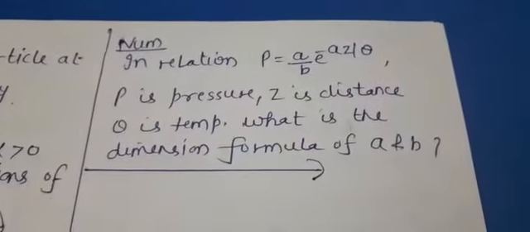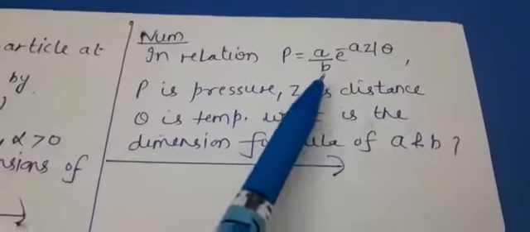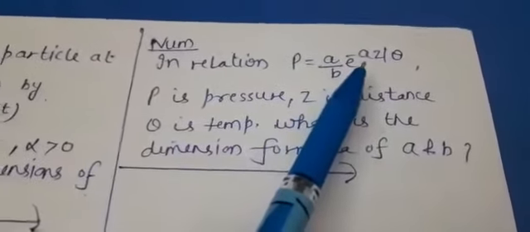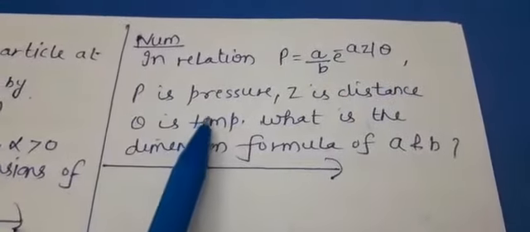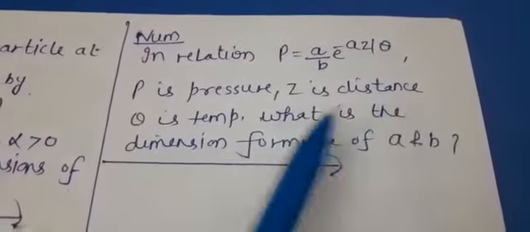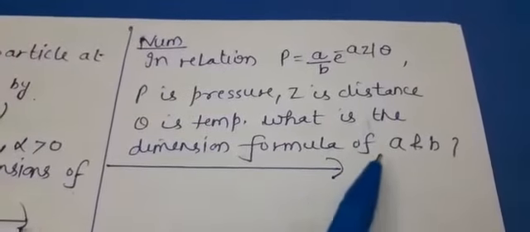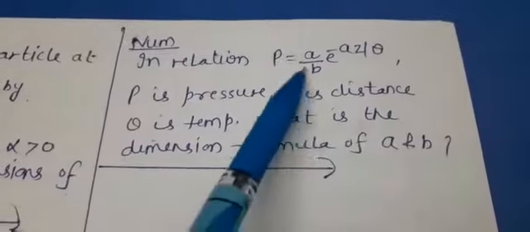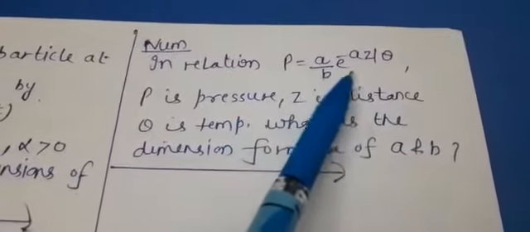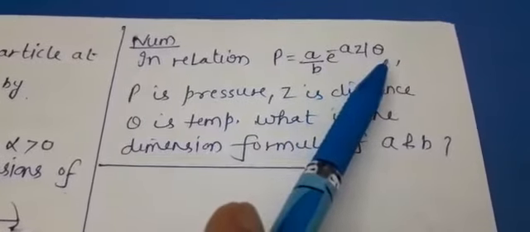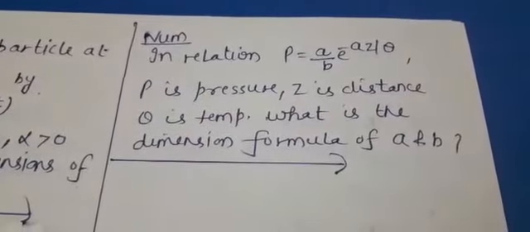Now coming to the next numerical. Here in the relation P equal to A upon B, e raised to the power minus AZ upon theta, where P is pressure, Z is distance, theta is temperature. What is the dimensional formula of A and B? See, here in this relation, P is pressure, Z is distance, theta is temperature. So the unknowns are A and B. Now, how to proceed?